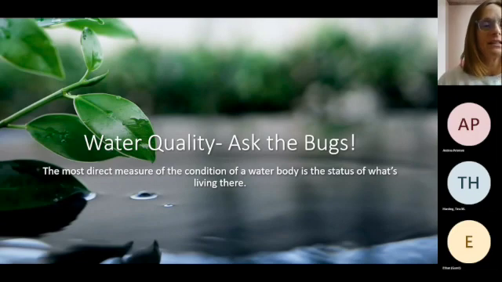And scientists and ecologists have come up with a whole system of scoring and evaluating those organisms. So that's what the rest of this presentation is about.